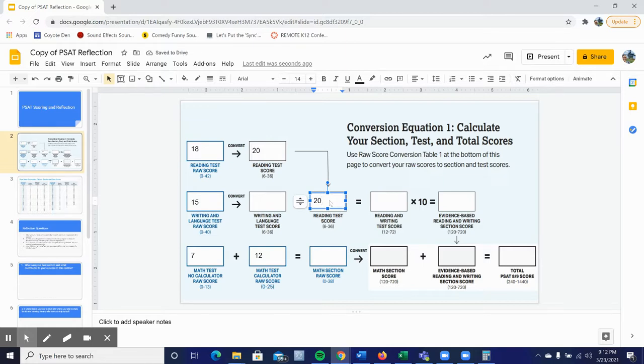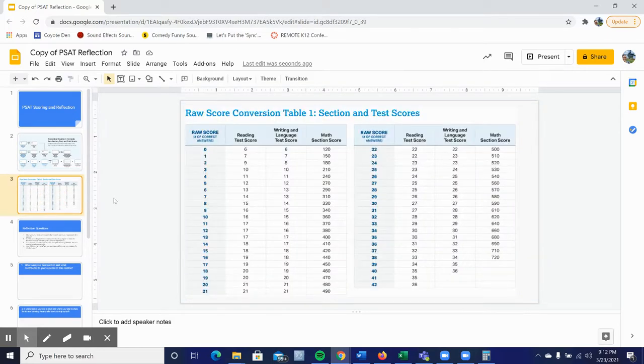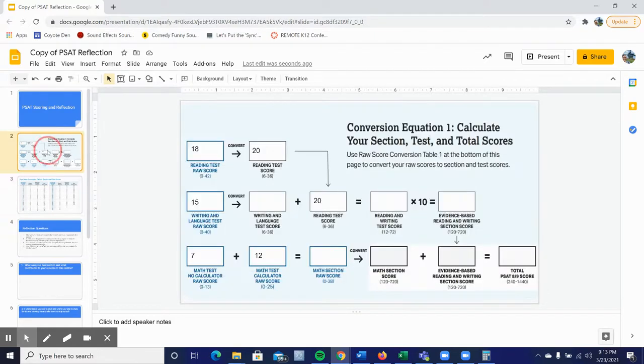For our writing test, we will do the same. So the student scored 15 on their writing test. We will look for 15 on our raw score. We will look at our center column, which is for our writing test, and that translates to a score of 18.